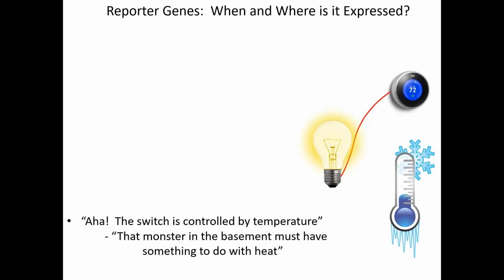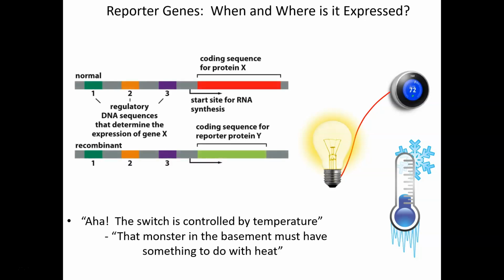So by rewiring this control mechanism to something we can easily detect and see, we can begin to deduce what controls our gene of interest. So again, just to tie the analogy into what we're viewing, the control region here, the promoter of the gene, is the thermostat. It's controlling our gene just like the thermostat controls the boiler in the basement, but we don't know what our gene does yet. We don't know what the boiler in the basement does yet, and we don't know what our control region is responding to, just like we didn't know what the thermostat was responding to.